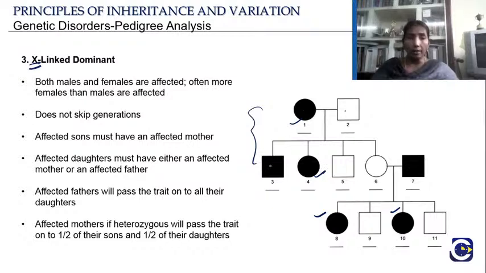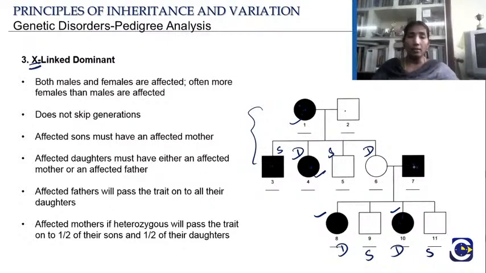And all the affected sons will have affected mothers. Here they have a son and a daughter. So you can see that all the affected daughters must have either an affected mother or an affected father. Here all these are the daughters, these are the sons. So definitely she will have either an affected mother or an affected father. And you should always see that affected fathers will pass the trait on to all their daughters.